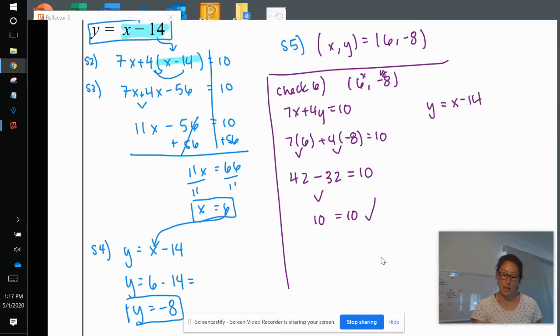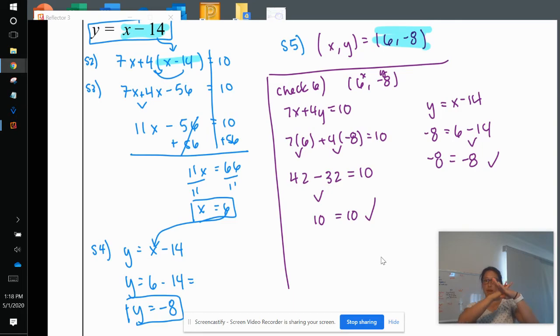Now I need to check the next. Negative 8 is equal to 6 minus 14. My x is 6, my y is negative 8. So I bring down the negative 8 and I got 6 minus 14 is negative 8. Both true? Sweet. That means that our ordered pair, 6 and negative 8, is the point of intersection, or is where the two lines cross.